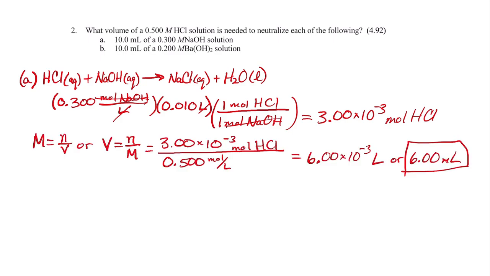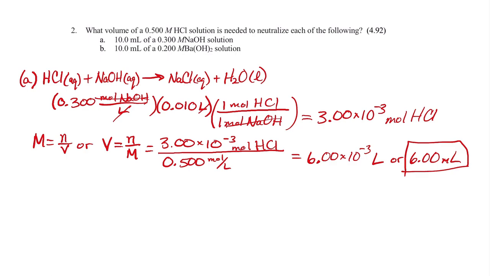And I can substitute that into the molarity equation. Solving for volume, volume is equal to the number of moles over the molar concentration. So I have 3.00 times 10 to the minus third moles of hydrochloric acid, and its concentration is 0.500 moles per liter. So that gives me a volume of 6 milliliters, and that's 6 milliliters of hydrochloric acid to neutralize the amount of sodium hydroxide in problem A.